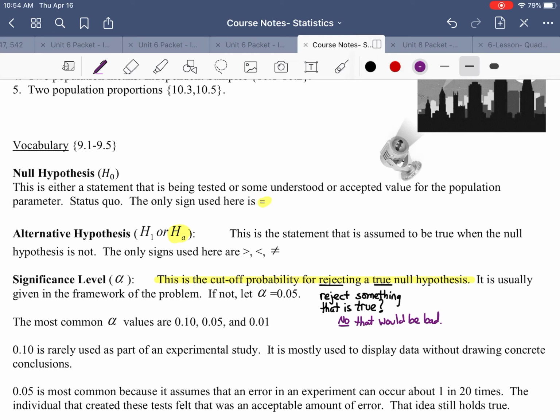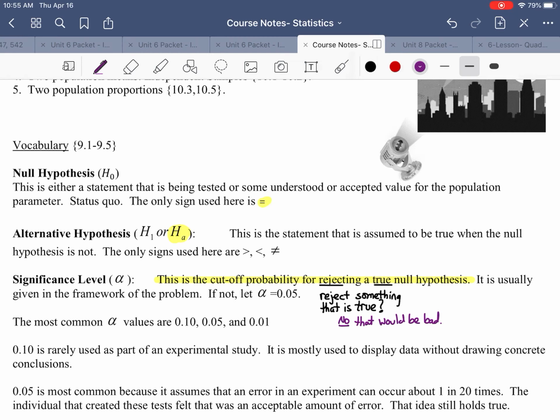There is a possibility of stuff like that, but generally we do not want to reject something that is true. More than generally, we just don't. So alpha is the cutoff probability for rejecting a true null hypothesis. What that means is that we're allowing a certain amount of wiggle room in terms of probability, so the chances that we're mistakenly rejecting something that's true.